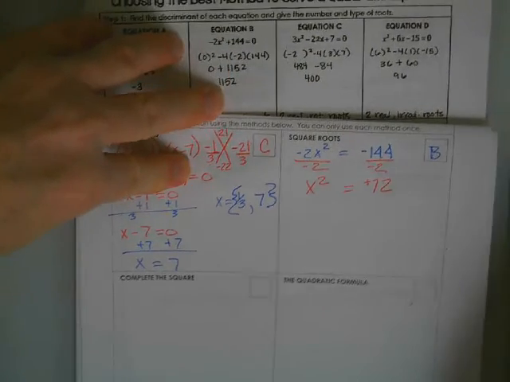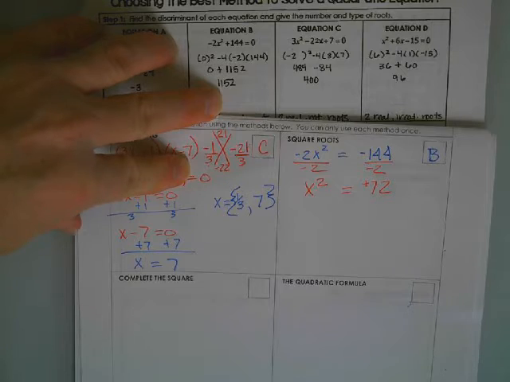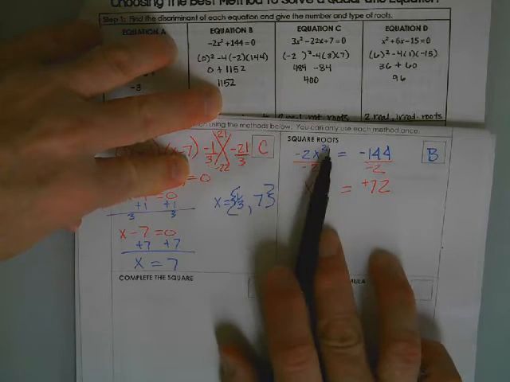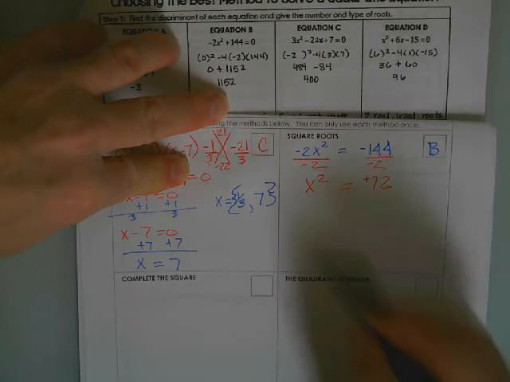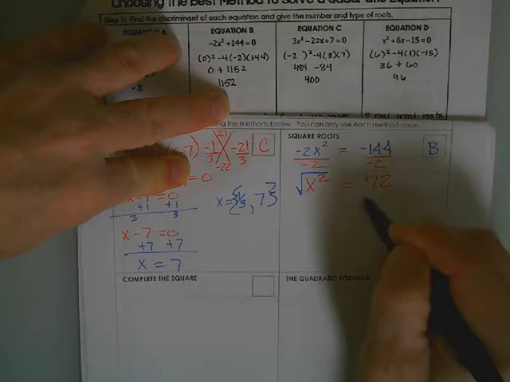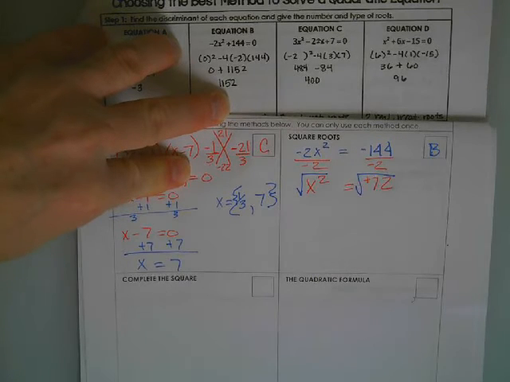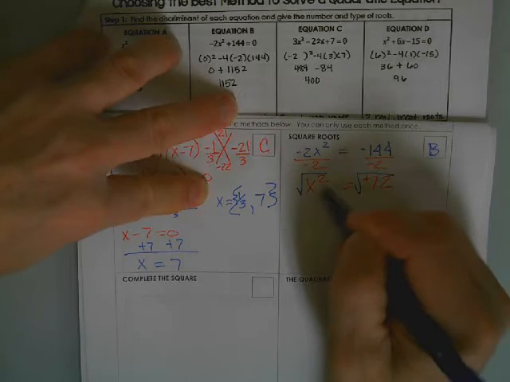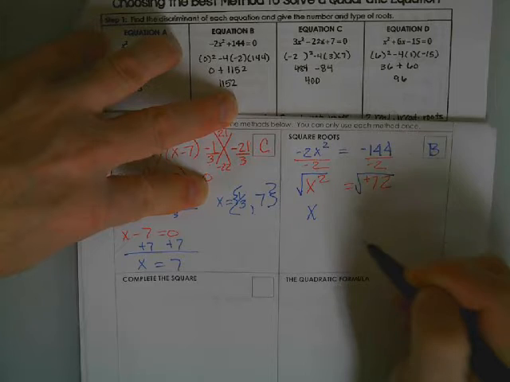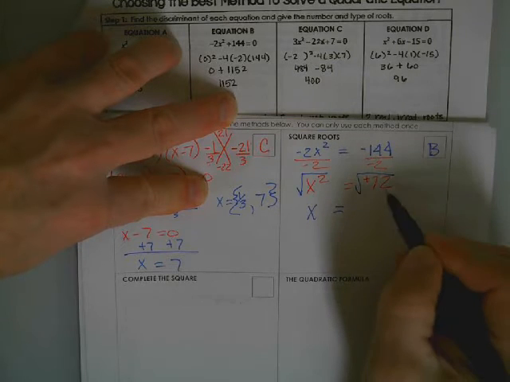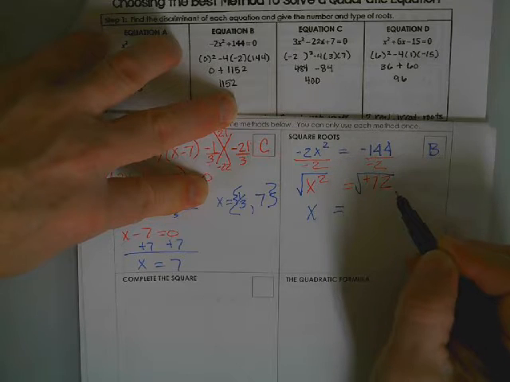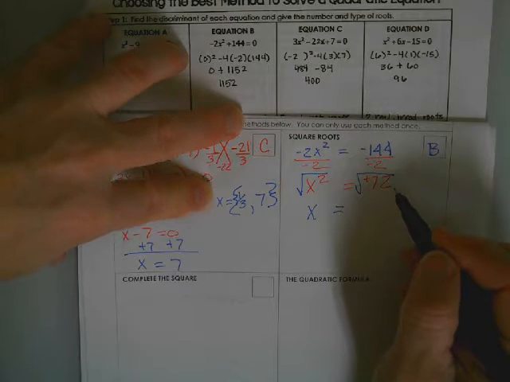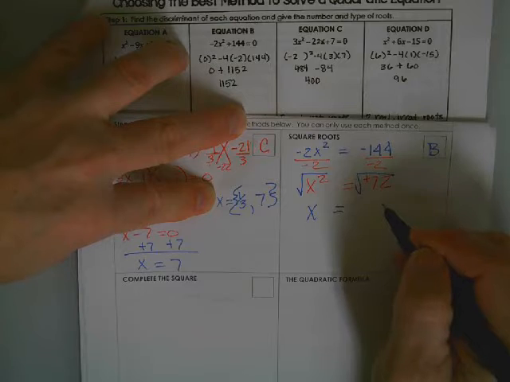Right? What's my next step? What are we trying to do here? Yep. So to get rid of the squared term, the x squared term, we want to take the square root. So x is equal to, does 72 have a perfect square factor? Yes, 4. Can you think of any others?